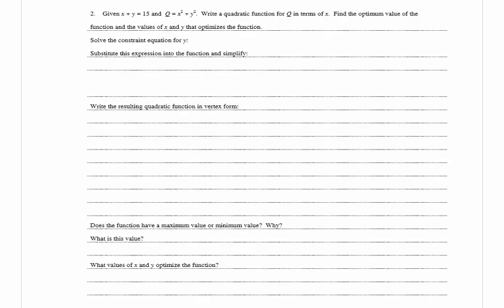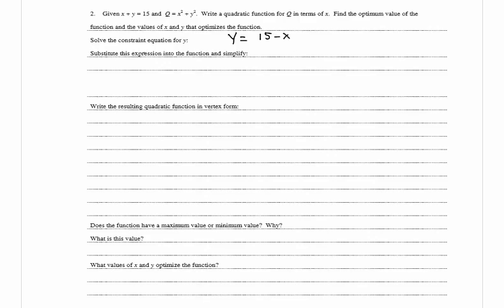So in 2, it says given x plus y is equal to 15 and q is equal to x squared plus y squared, they want us to write a quadratic function for q in terms of x. Find the optimal value of the function and the values of x and y that optimize the function. So the first thing we want to do is solve the constraint equation for y, and our constraint equation is x plus y is equal to 15. So we're going to subtract x from both sides, and we get y is equal to 15 minus x.